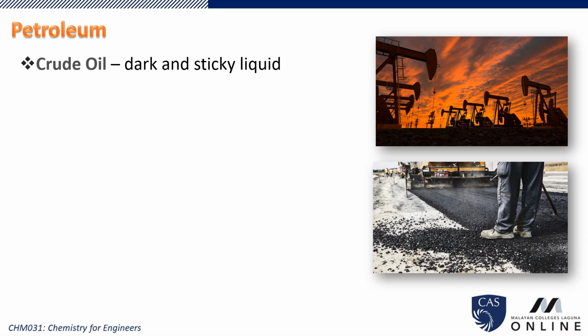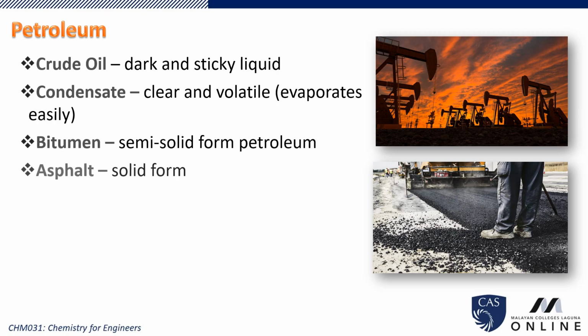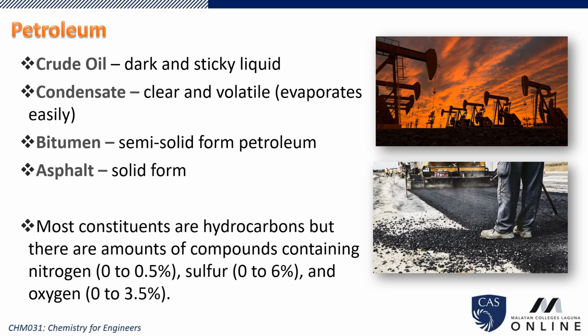Petroleum can exist in different physical forms. Crude oil, which is dark and viscous, condensate, which is lighter and more volatile, bitumen, which is semi-solid, and asphalt, which is solid. These forms reflect differences in the composition and molecular weight of crude oil.